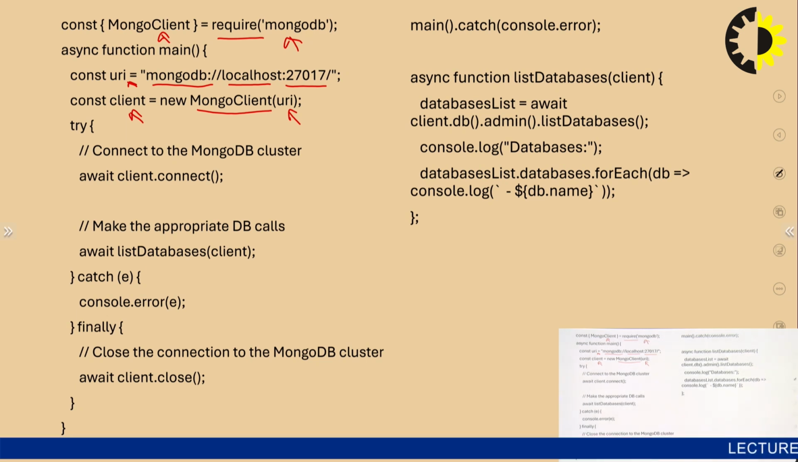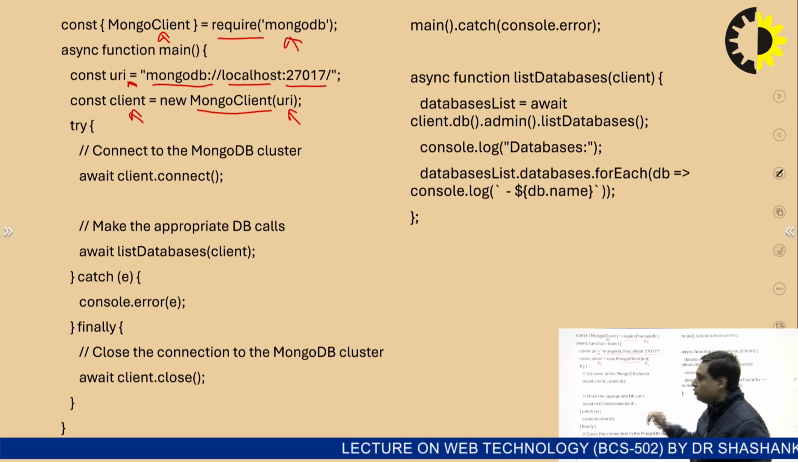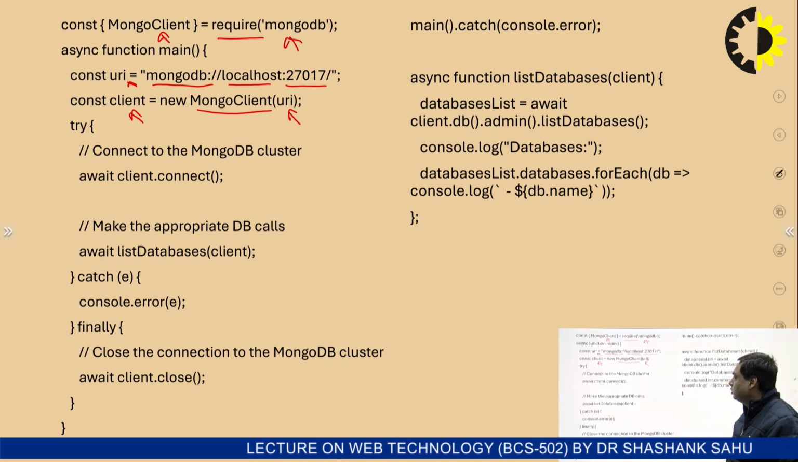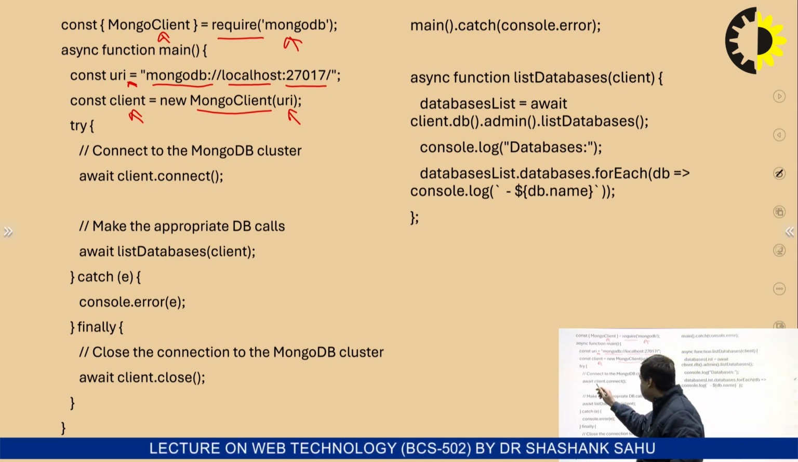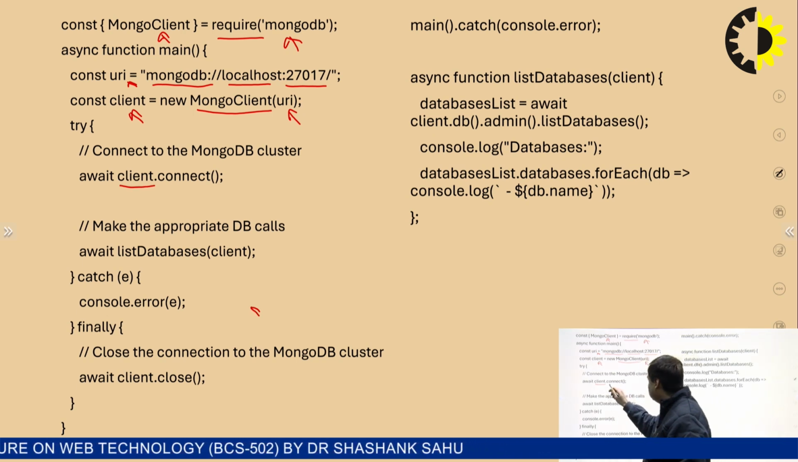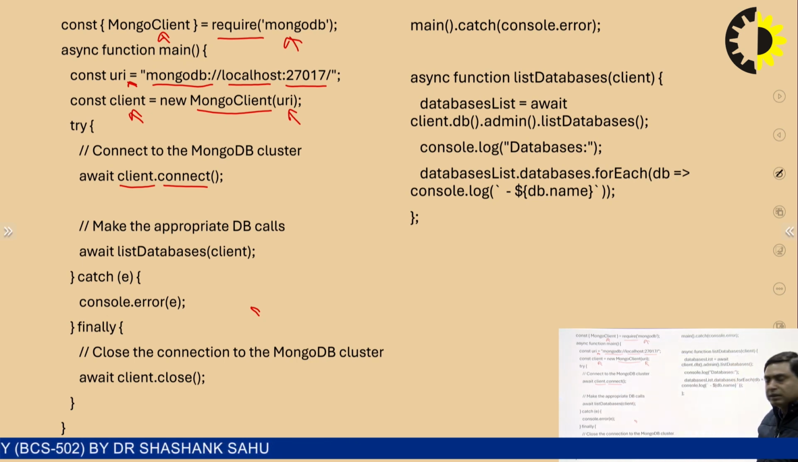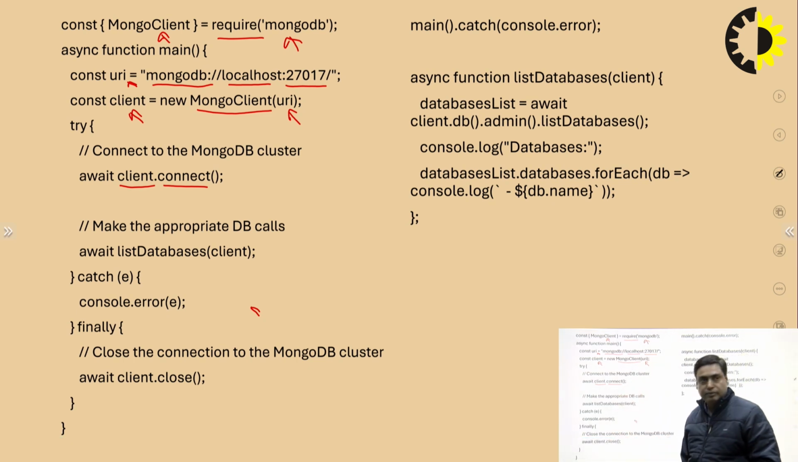Next job is to connect to the MongoDB. For connection, we need a string. We have created the object with the help of this string. Now next job is to connect with the MongoDB. To connect with the MongoDB, we are using this object, that is a client, and we are using the method connect. So with the help of client and connect, we are going to connect with the MongoDB. If connection is successful, it will go further.